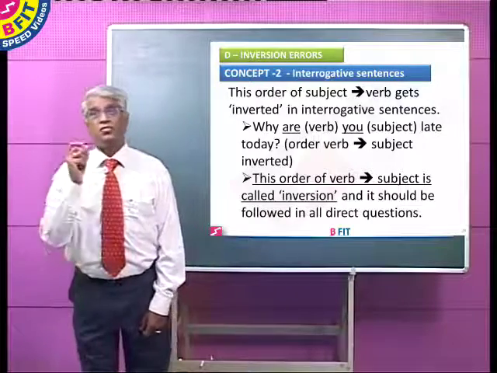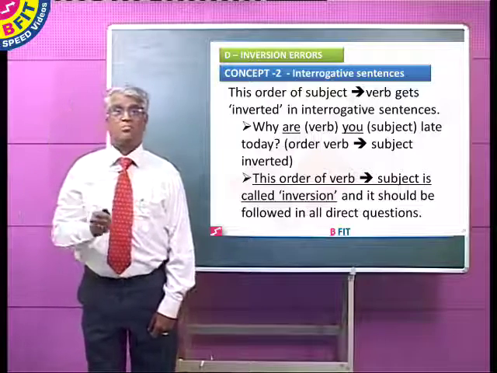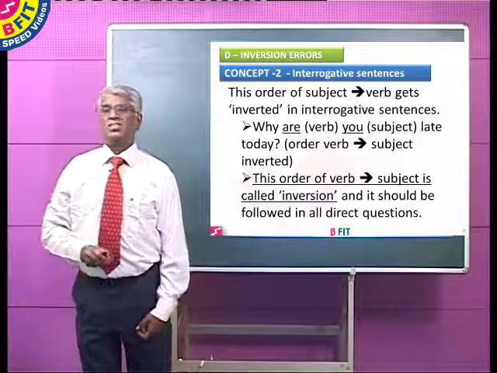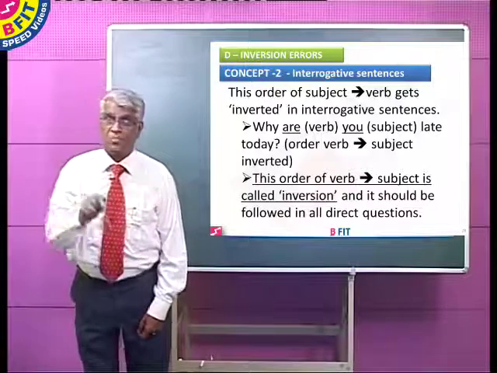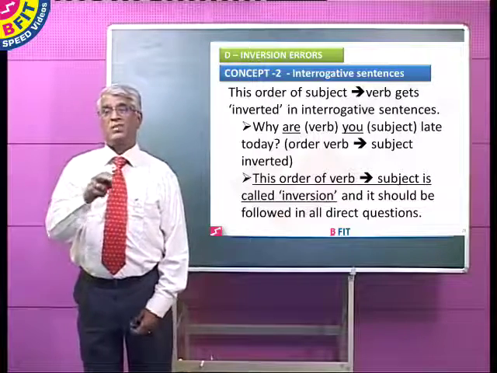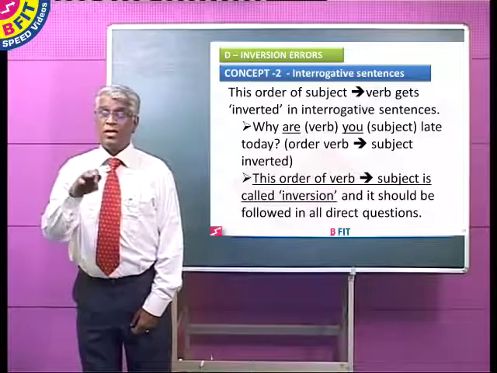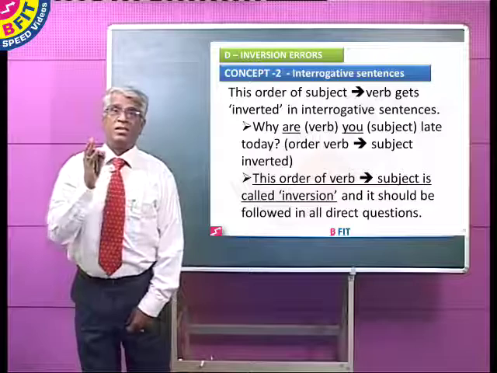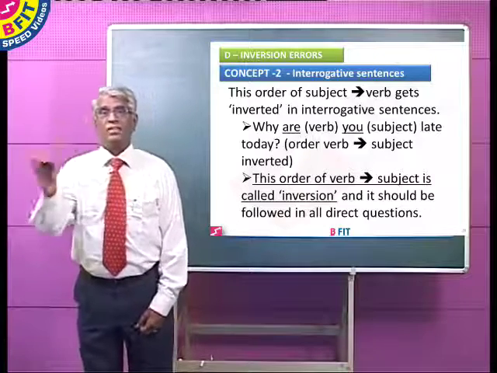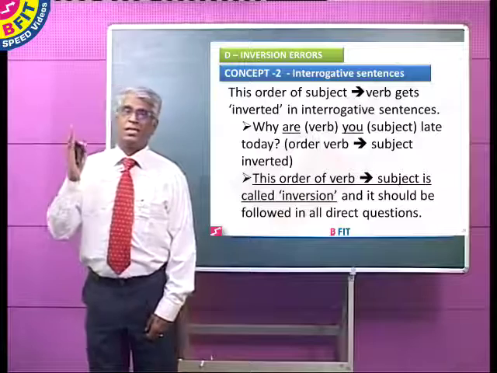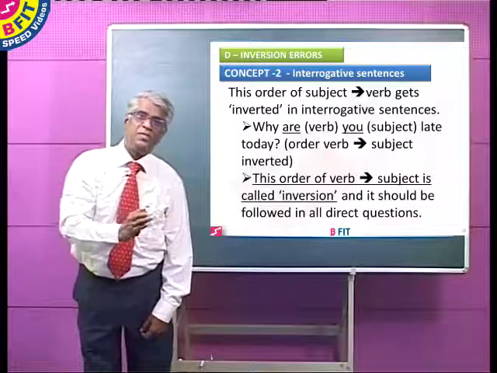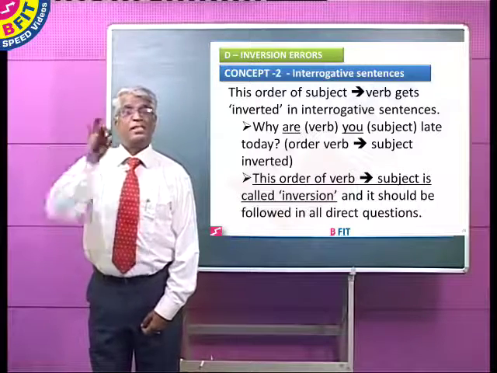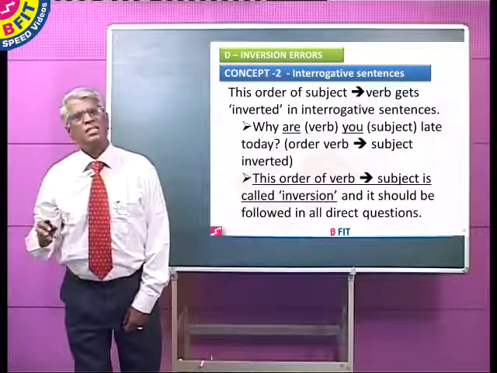This sentence is followed by a question mark. A question mark in English is called interrogation mark. Now, in this sentence, are is the verb which comes first, you is the subject which comes next. That means the order has become inverted. In an assertive sentence, the order was subject first, verb next. But in interrogative sentence, it has become verb first, subject next. This order has become inverted. This is what is called inversion.